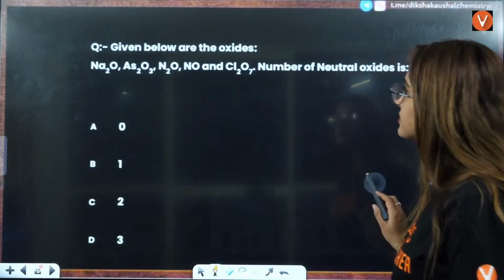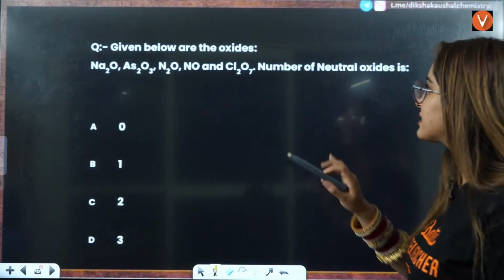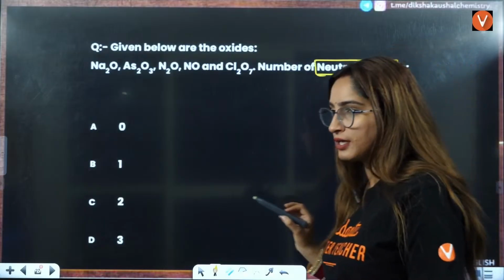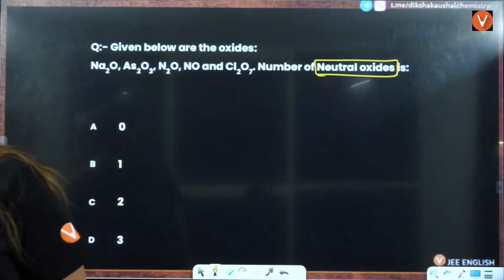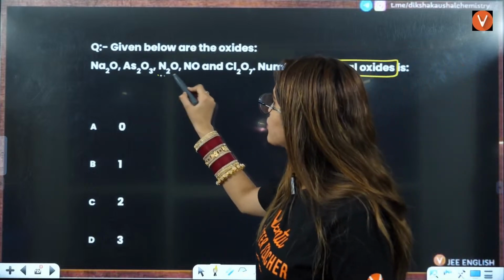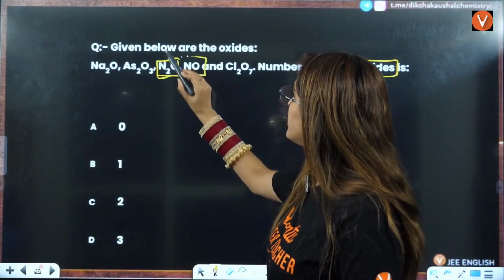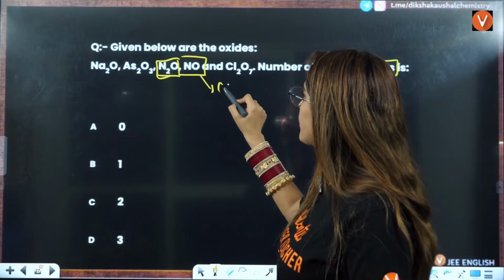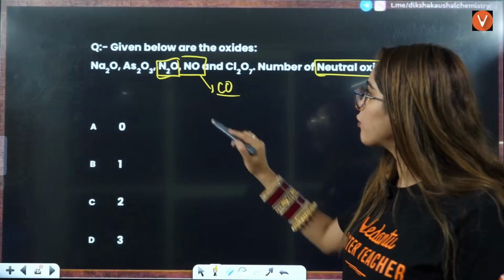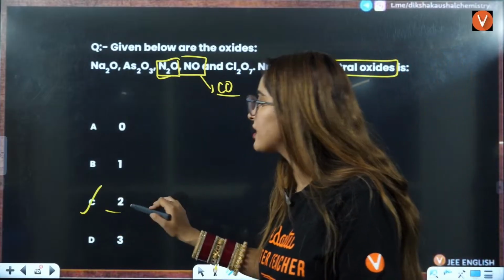Next question is, given below are the oxides, and you have to identify the number of neutral oxides. If you see, this is neutral, and CO is also neutral. But CO is not given here. So out of these, only 2 oxides are neutral. So the answer will be 2.